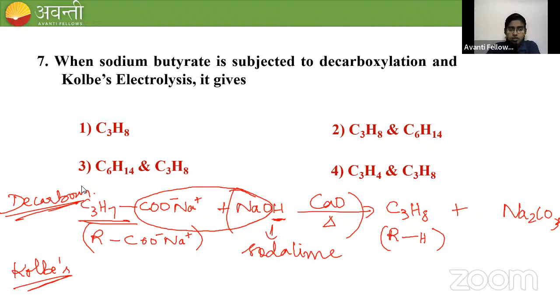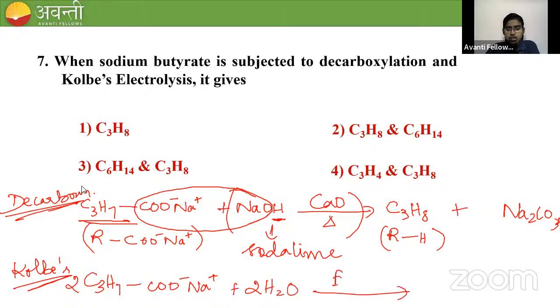Now coming to Kolbe's electrolysis, the reaction for the same sodium butyrate, C3H7COO minus Na plus. 2 moles you have to take and 2 moles of water we have to add. Now this undergoes the electrolysis process to give RR. Here we took RCOO minus and Na plus, so we will end up with RR. Got it? Who is the R group there? C3H7 is the R group, right?